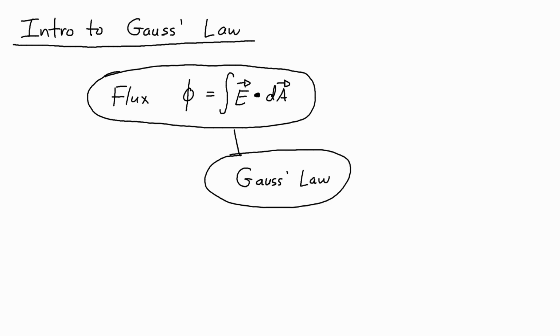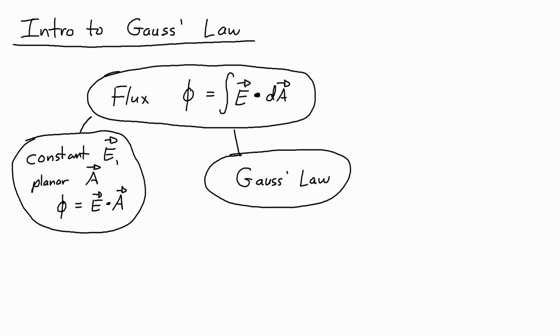Now, in some special conditions, when you have a constant uniform electric field and when you have a planar area, then the calculation for flux, or the integral, simplifies to E dot A, as a dot product.